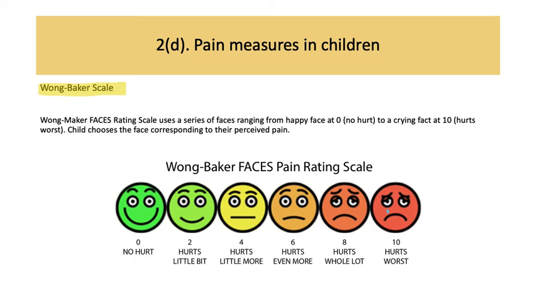And the last one is the Wong-Baker scale. You've seen this a lot in the clinic. There's usually a big poster of it. The Wong-Baker Faces Rating Scale uses a series of faces ranging from a happy face at 0 to a crying face at 10. The child chooses a face corresponding to their perceived pain. So let's say they go to the clinic and the doctor says, out of these 6 pictures, which one do you feel right now? This is one way to measure pain in children.